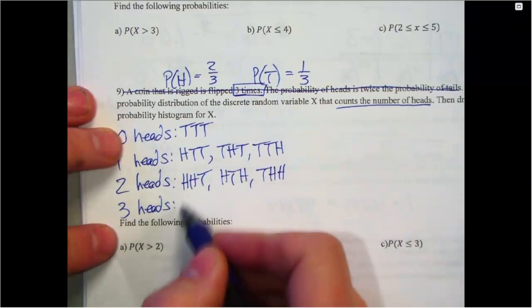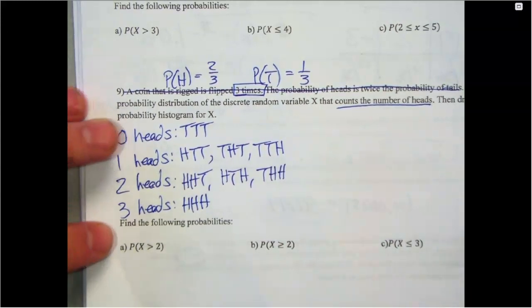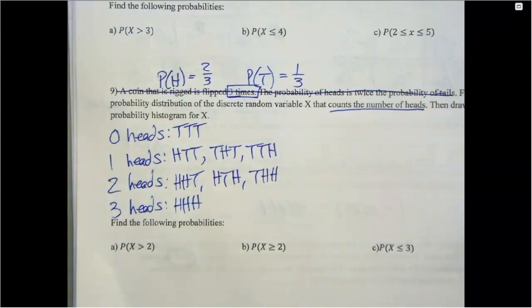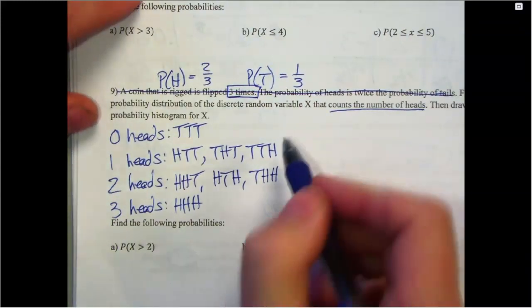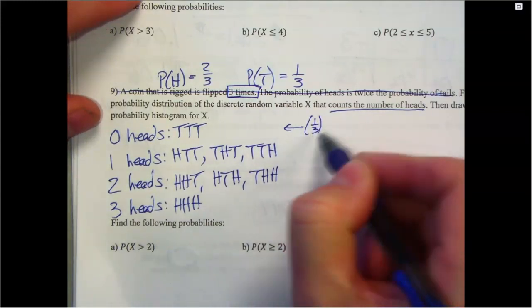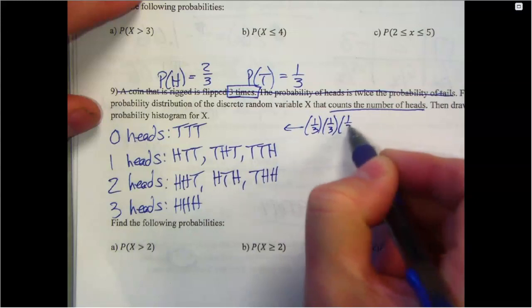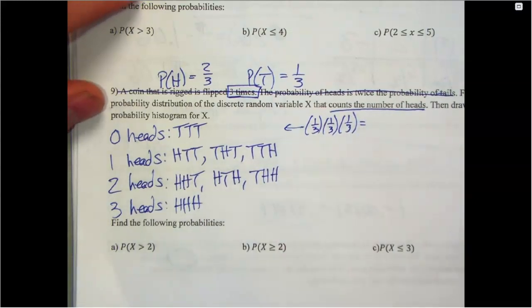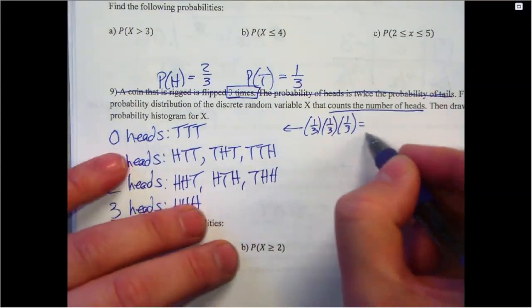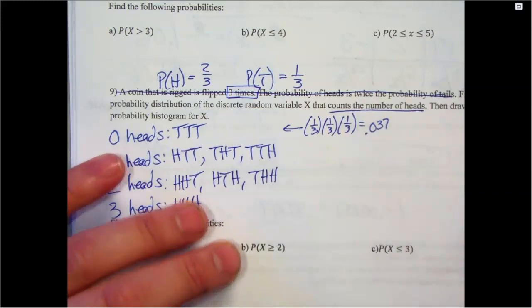And then 3 heads would be heads, heads, heads, right? We got Sebastian involved. So we're going to find the probability of each of these. Well, tails, tails, tails is 1/3 times 1/3 times 1/3, which is 1/27th, but it's easier to work with these as a decimal. So I'm going to divide that and get 0.037.